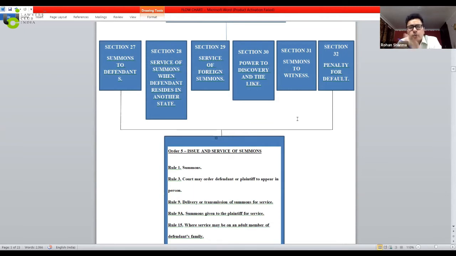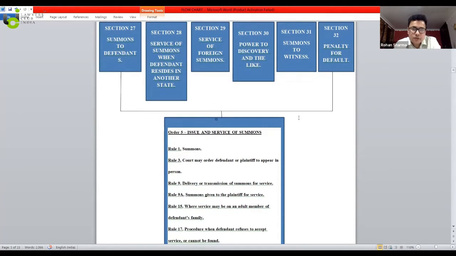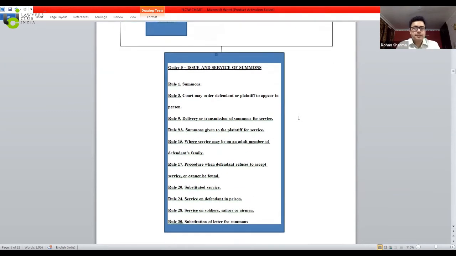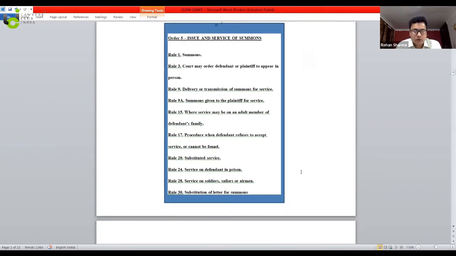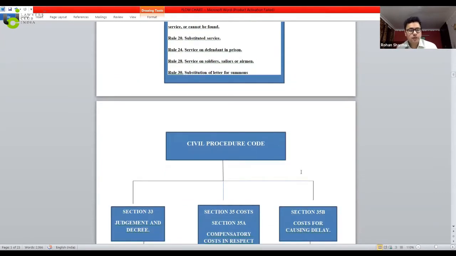Section 31 again talks about when you have to summon a witness. Section 32 talks about the penalty which can be imposed in case the person fails to comply with the summons which has been issued. Now, this lot of sections is also linked to a specific order which gives all the details that are required for issuance of the summons. The detailed procedure, which I've just explained in brief, is what is covered by Order 5. Now, moving on to the next law.